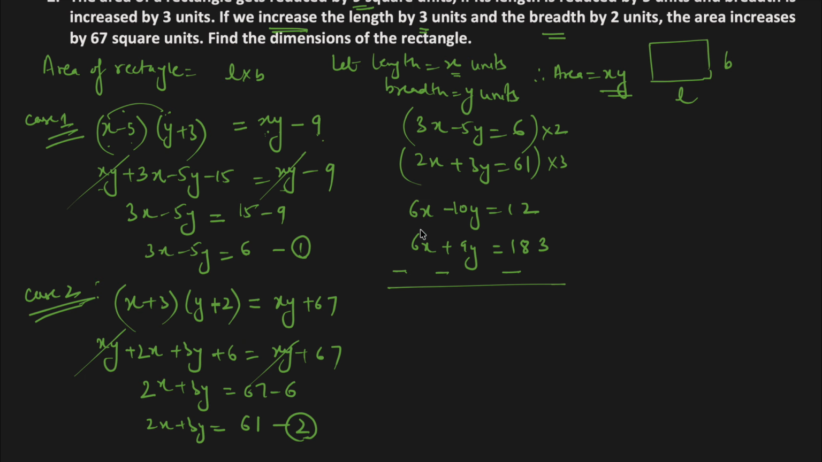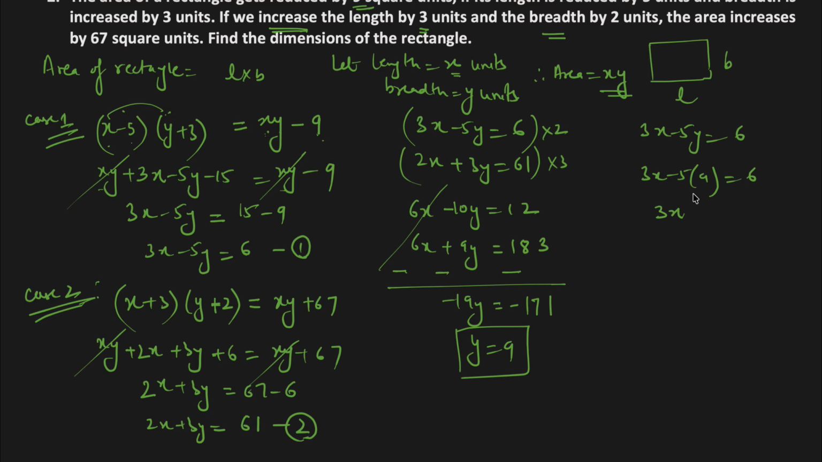So this cancels out. So minus 19y is, subtracting, you will get 183 minus 12, which is 171. So this will go by what? 19 nines are 171, right? So y comes out to be 9. Now when y comes out to be 9, put it in any of the equations. Let's put it in the first equation. So you have 3x minus 5y is 6. Put y as 9.